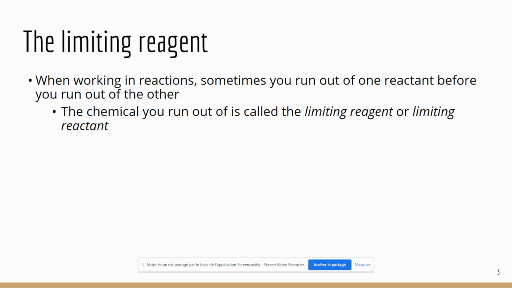Whatever one is not the limiting reagent, one or ones, because sometimes you've got more than 2 reactants, those are present in excess. What this means in terms of calculations is that you have to actually do 2 or more calculations and just pick the lowest number from the answer. Let's take a look at what that would look like.